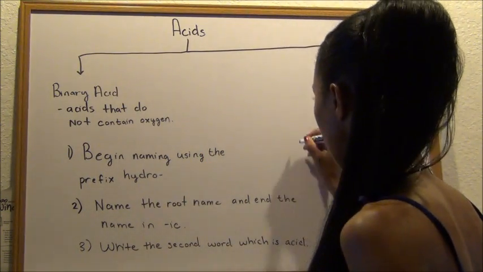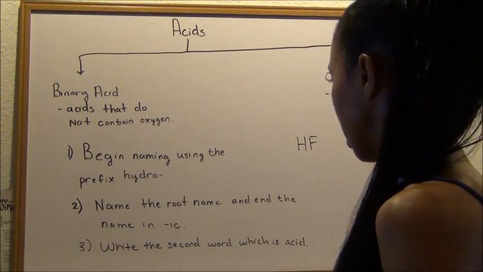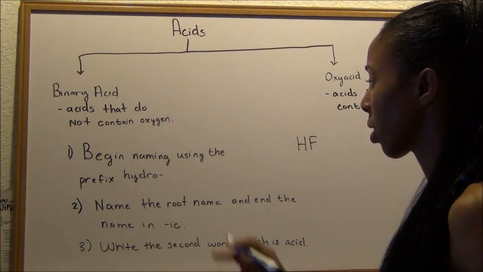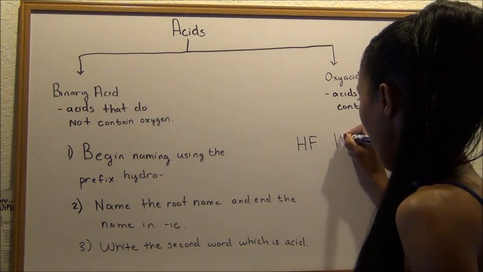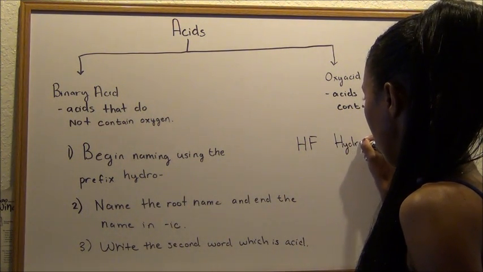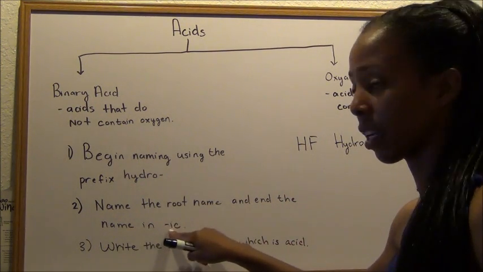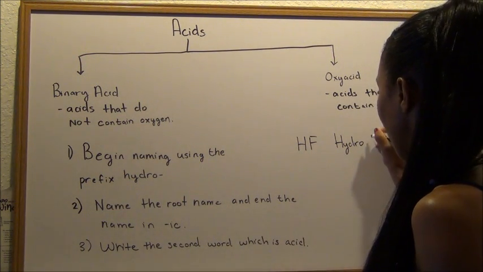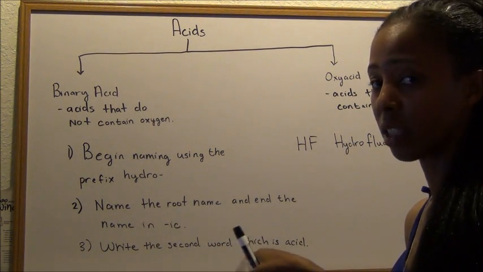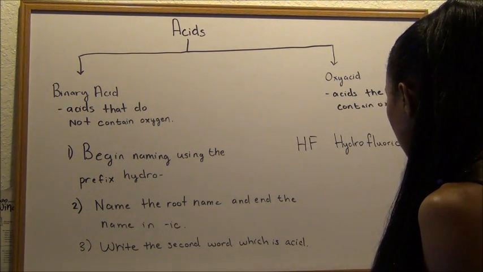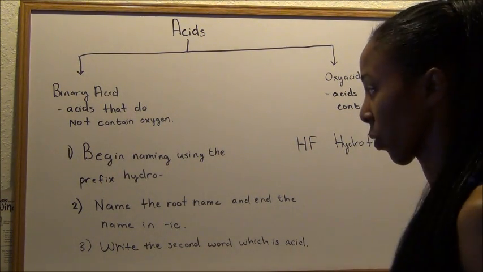So for example, let's take a look at HF. We've already established that that is a binary acid. So I'm going to begin that name using the prefix hydro. So this is hydro. And then I'm going to name the root name and end in ic. So this will be fluoric. And then I'm going to write the second word, which is acid. This is hydrofluoric acid.